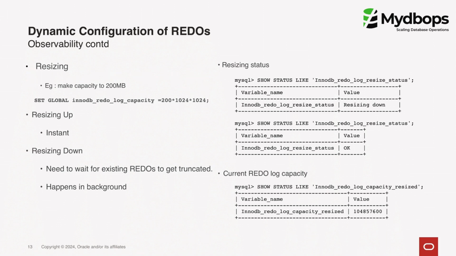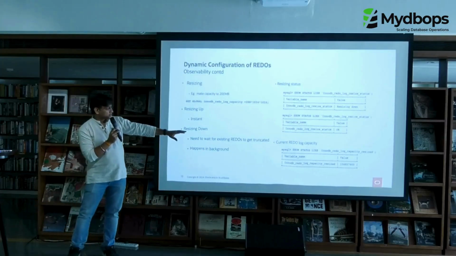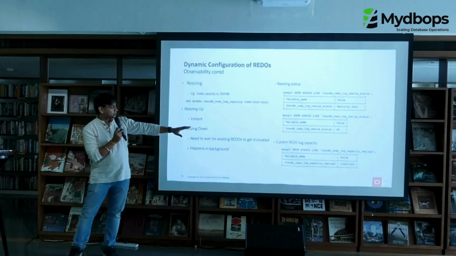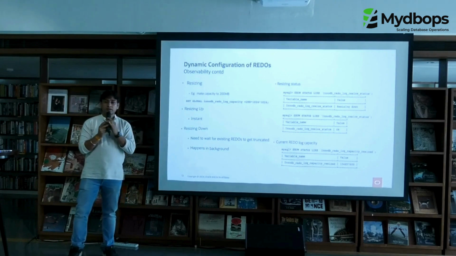But if you're resizing it down, then you might already have REDO logs which are not yet flushed or are still needed. So this happens in the background. And how do you know whether this has completed? You can go and see SHOW STATUS LIKE innodb_redo_log_resize_status. If it is showing resizing down, that means the background process is still going on. If it shows OK, that means the resizing has been done. And with SHOW STATUS LIKE innodb_redo_log_capacity_resized, you can see the current capacity of the REDO log.